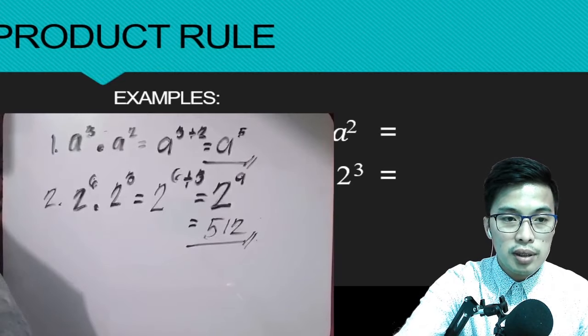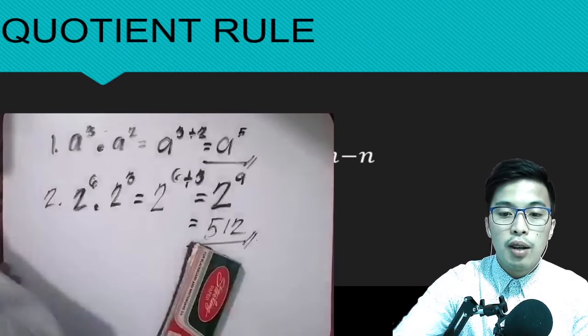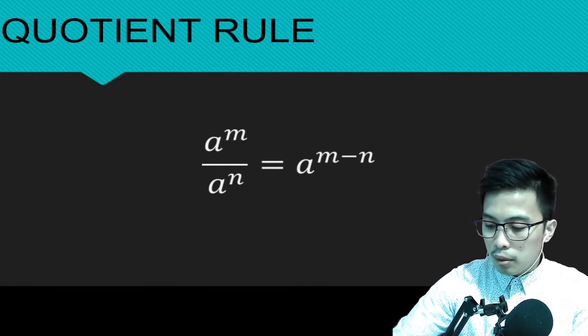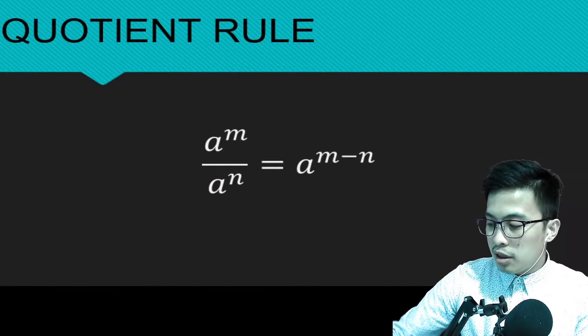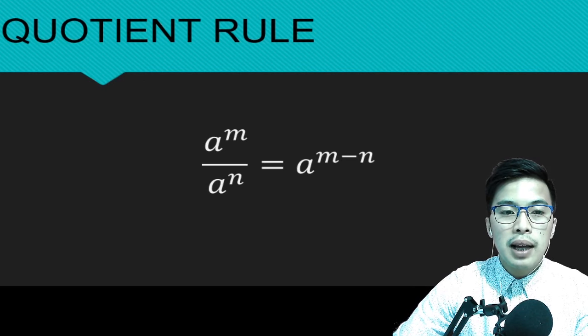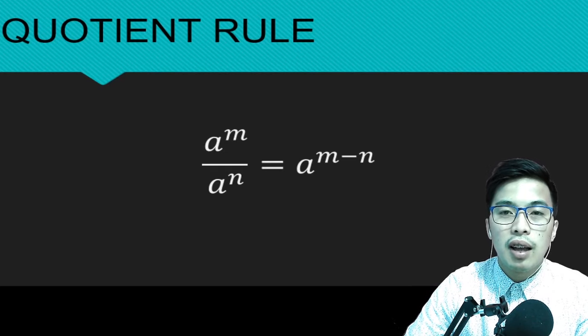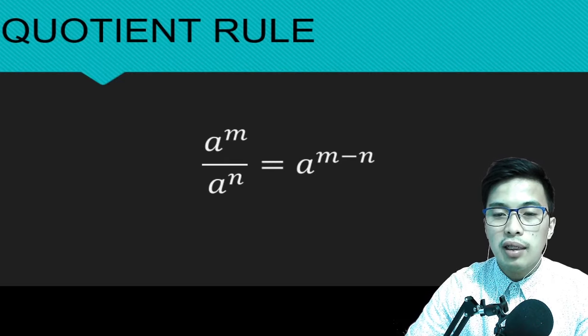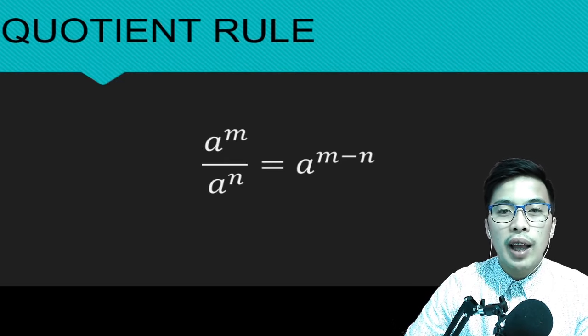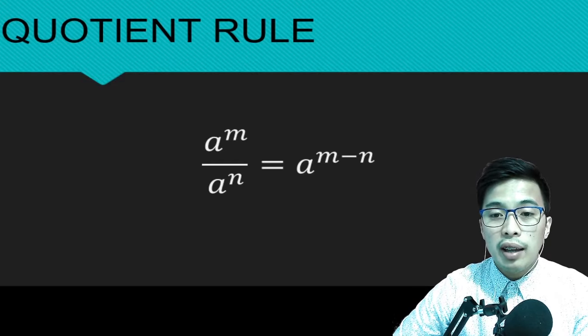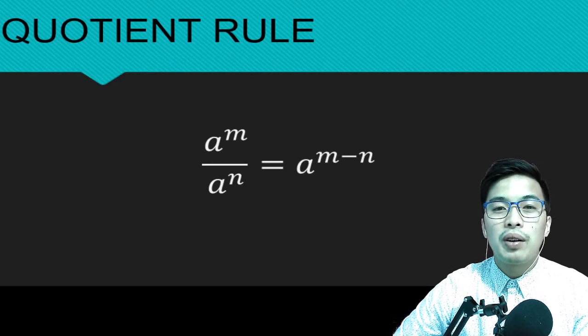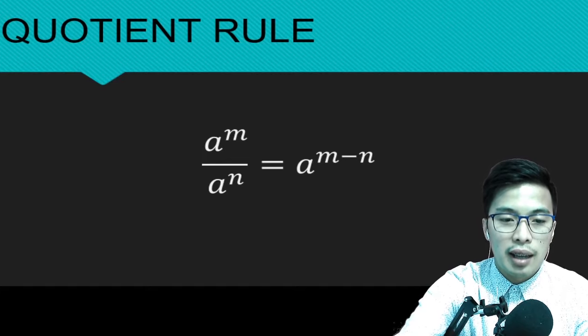Alright, we move on to the second rule, which is the quotient rule. What is the quotient rule? The quotient rule is simply in a mathematical equation like this. If we are dividing two quantities, or two variables, or maybe two numbers, all we have to do there is copy the base and then subtract the exponent. So that is in the form of a raised to the power of m divided by a raised to the power of n is equivalent to a raised to the power of m minus n.